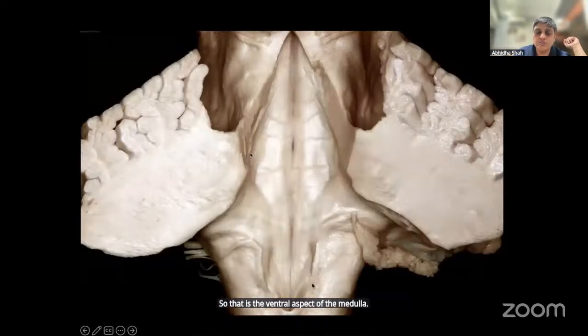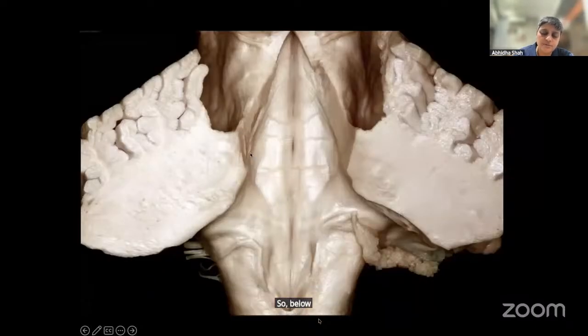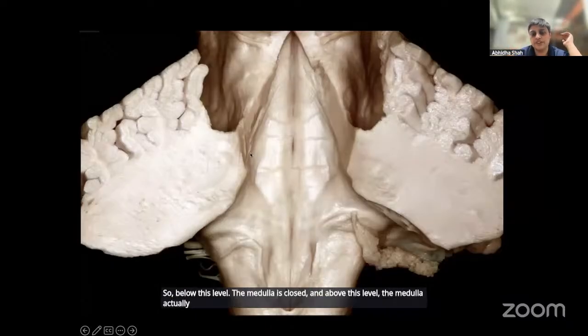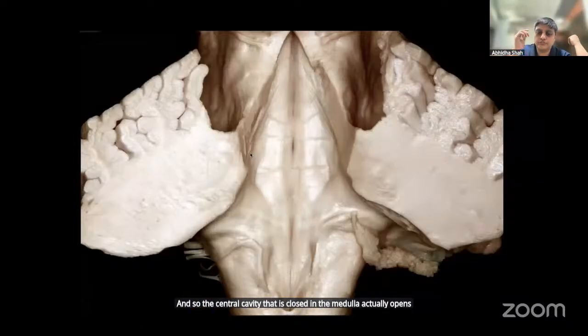Now coming to this most important region that we expose surgically, and that is the floor of the fourth ventricle. So below this level, the medulla is closed, and above this level, the medulla actually opens like a book. And so the central cavity that is closed in the medulla actually opens and becomes the floor of the fourth ventricle.